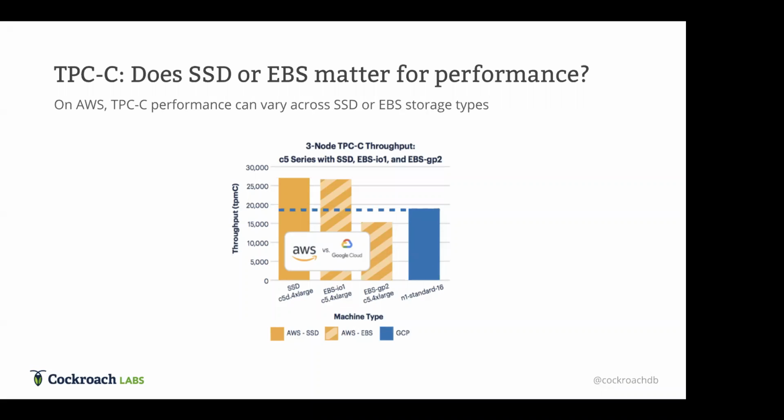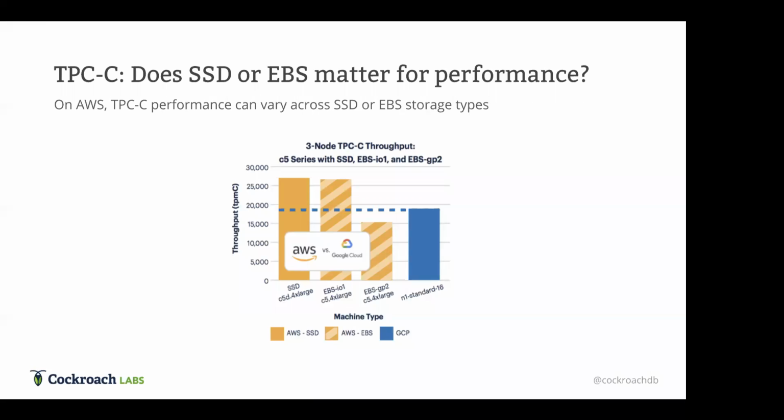And so what this chart in front of us shows is a couple of different things. First, in the blue, it shows GCP's N1 standard 16 performance as the benchmark comparison for the three different EBS types. We're in gold here looking at the C5 series. So again, this is the compute optimized series from AWS. It's the most recent one denoted by the 5. And then we're looking at the SSD, the EBS IO1, and the EBS GP2.